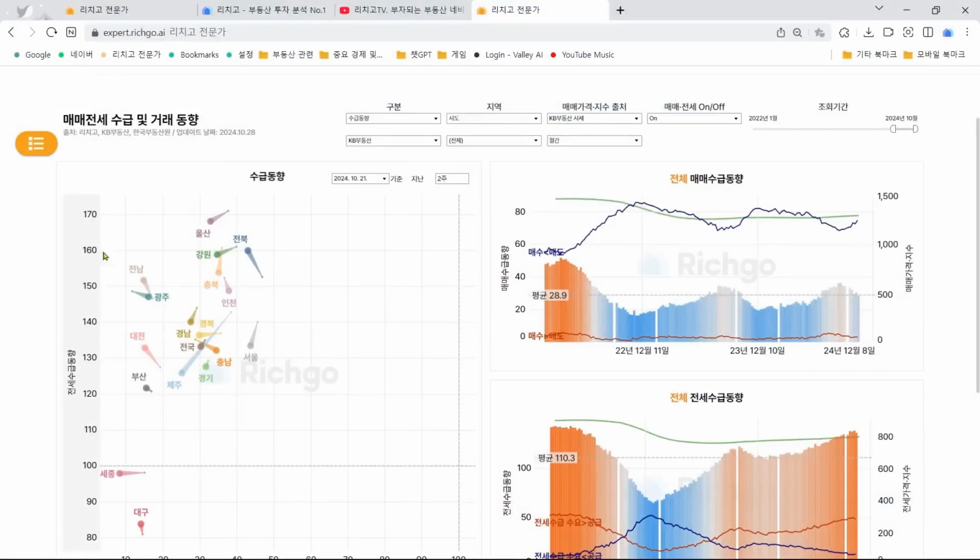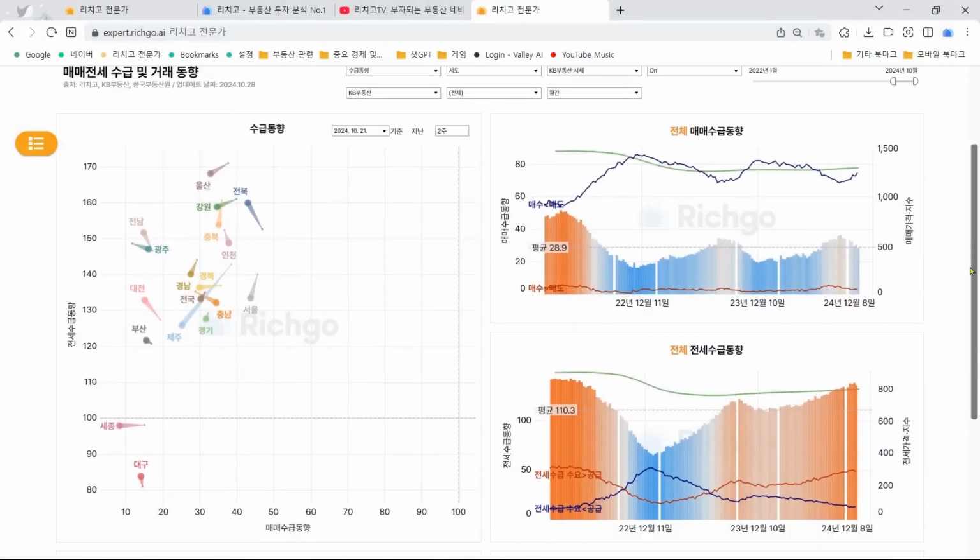The current market is continuing to shrink as expected. First, this is the supply and demand trend by region from KB Real Estate, compiled last week from mid-October. The x-axis represents the transaction supply and demand, and the y-axis represents the rental supply and demand. This data shows how the balance of power between sellers and buyers is changing, indicating whether there is more selling pressure or buying pressure. Next, the rental supply and demand trend is on the y-axis. If it goes down, it means the rental market is worsening. And if it goes up, it means the rental market is improving.